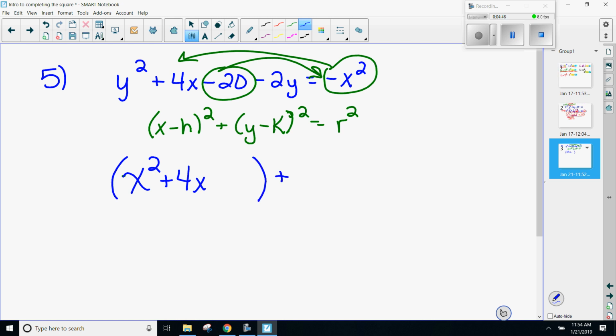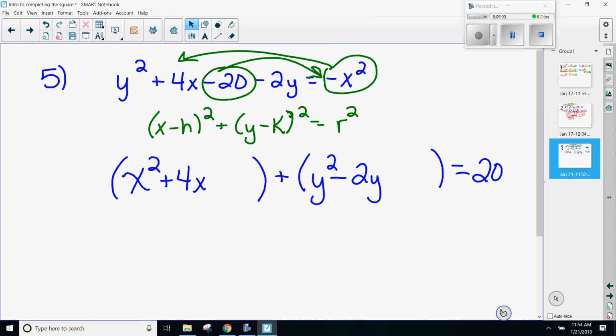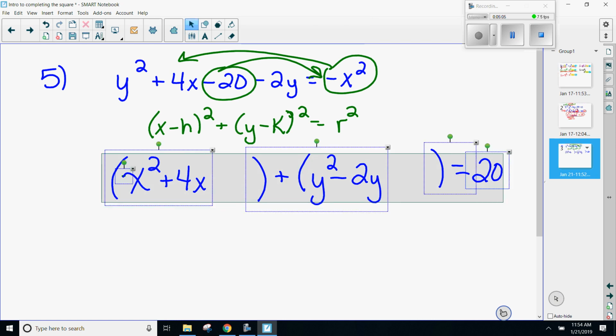And then we have a positive y squared, a -2y, so I'm going to group those together. And that's equal to, if I take -20 and move it over to the other side, it becomes a positive 20. So does everybody see what I've done in this step? You group these together.